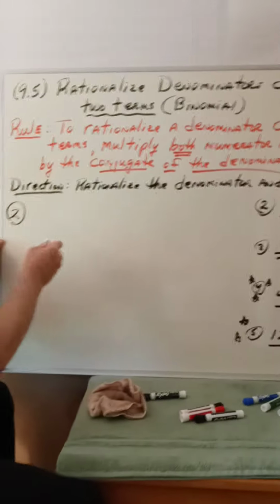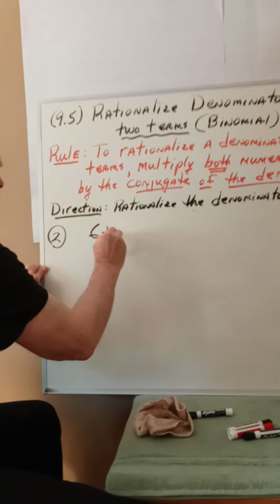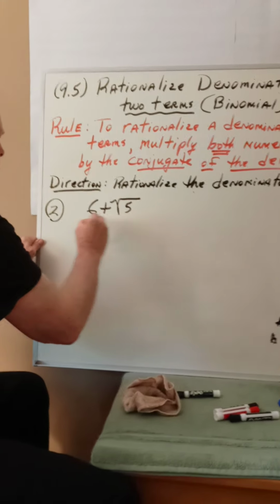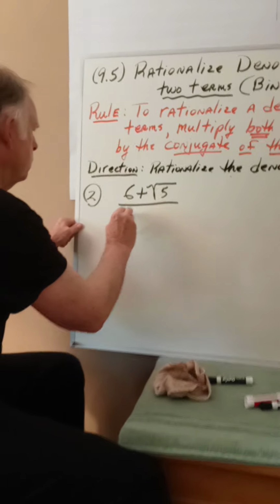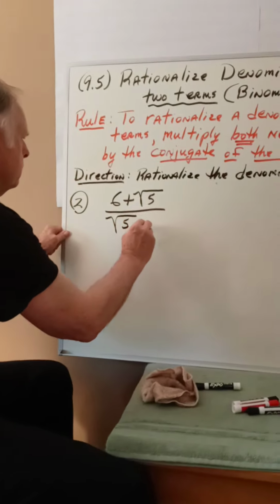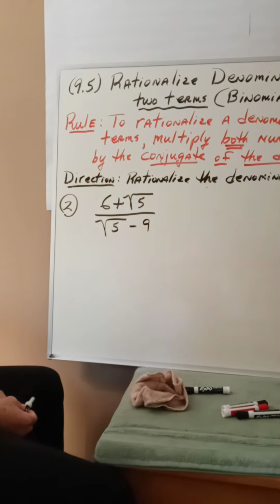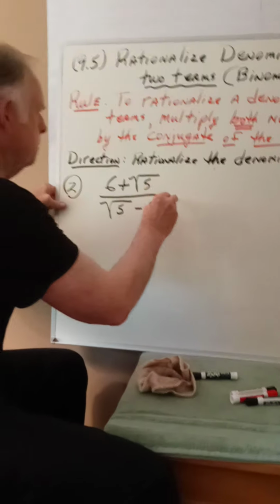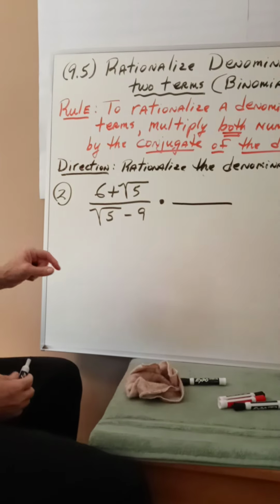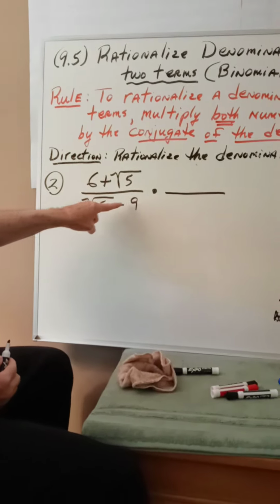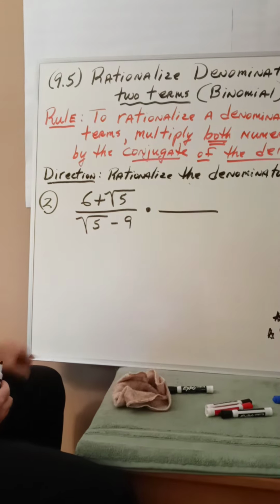Let's go to number 2. 6 plus root 5 over root 5 minus 9. Put a times sign. Get a new fraction bar ready. The denominator is a binomial.